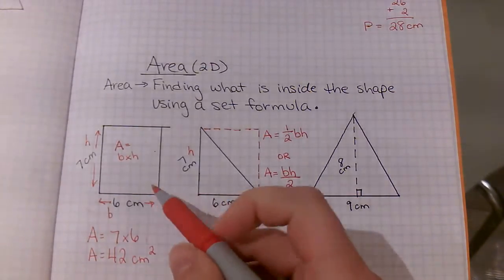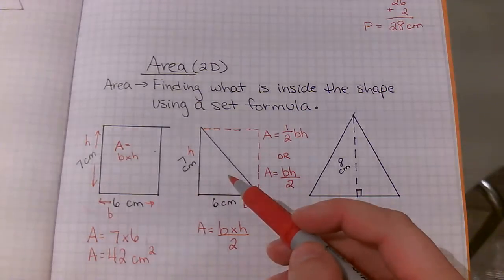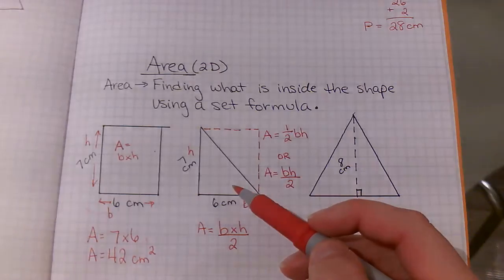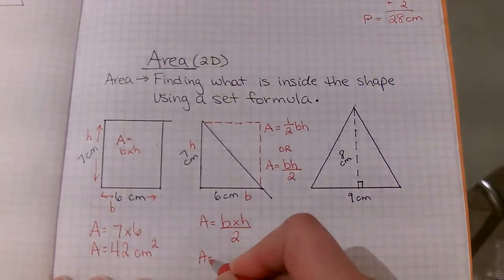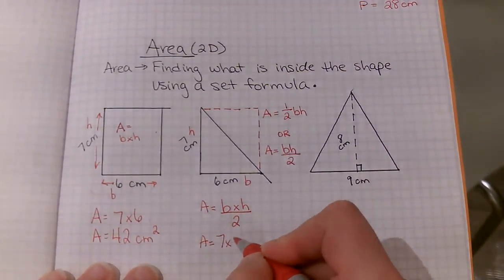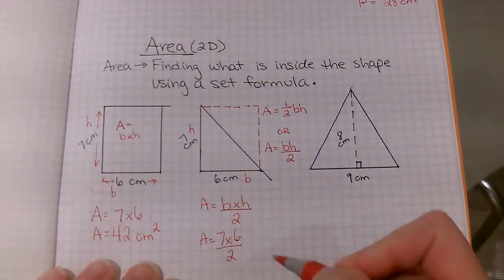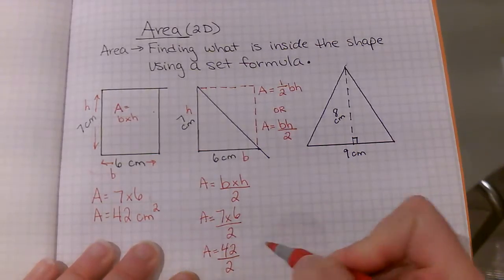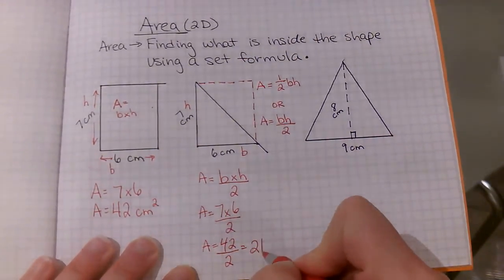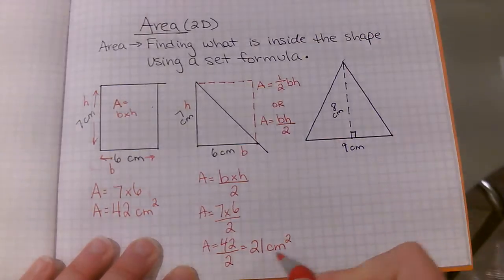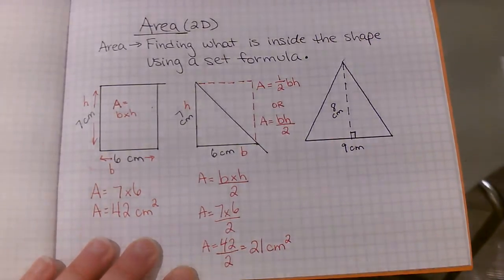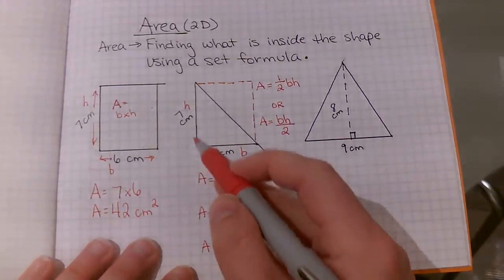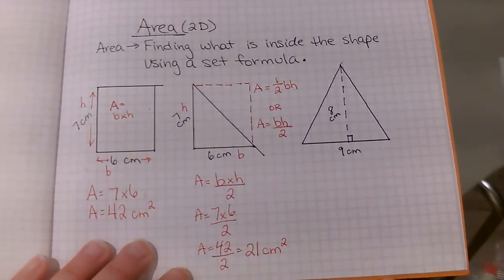Okay, here's a clear visual here. This is a rectangle, this is a triangle. I'm cutting the rectangle in half to find out what's in this triangle. So I would go area equals 7 times 6 divided by 2. Area equals 42 divided by 2 gives me 21 centimeters squared. It's still centimeters squared. Okay? So this is our formula here. We're going to take the base times the height, and then cut it in half.